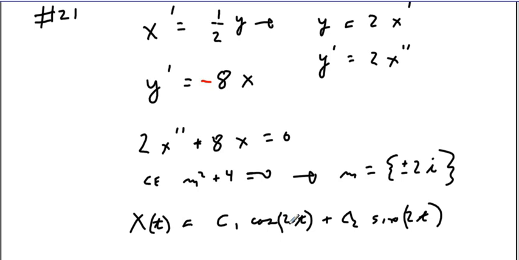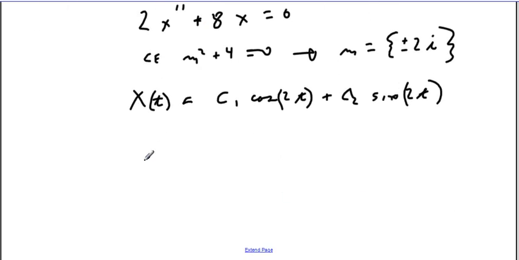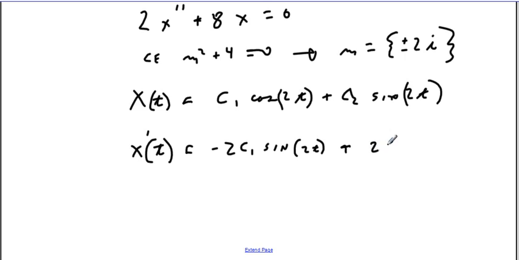Okay, so we'll go with x prime. What is x prime? X prime of t is minus 2 c1 sine 2t plus 2 c2 cosine 2t.